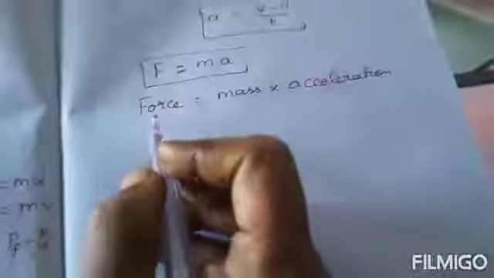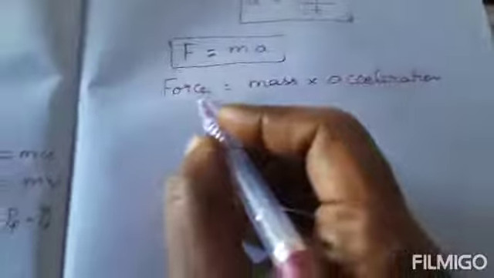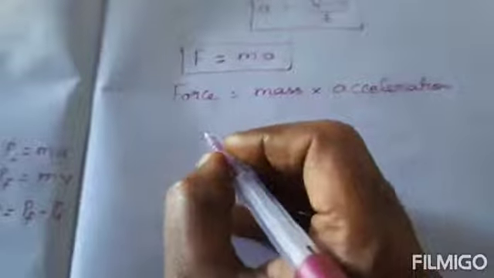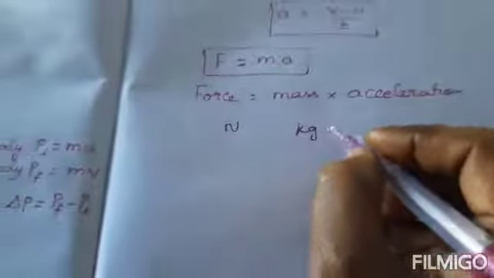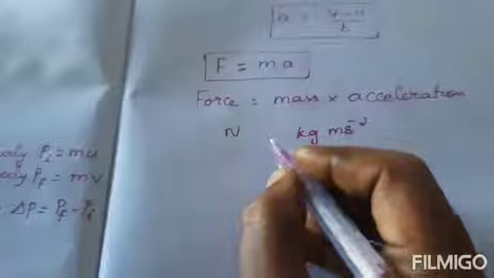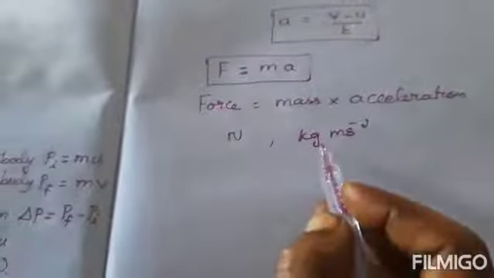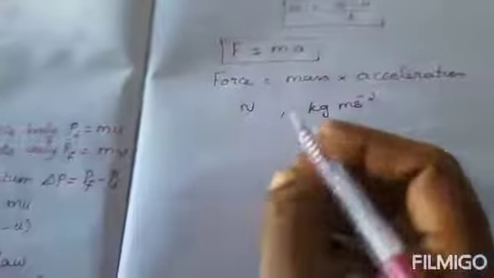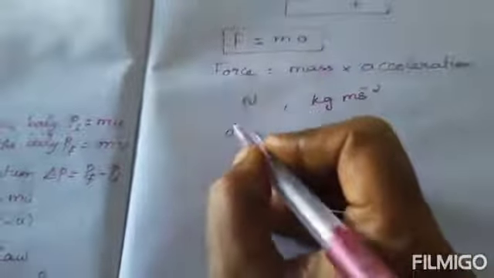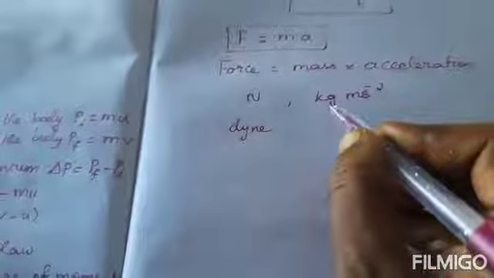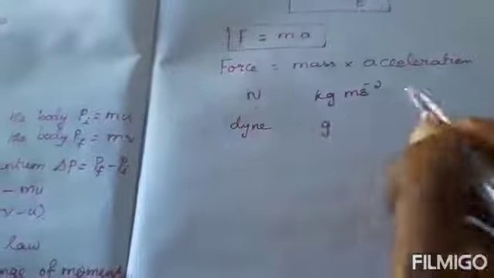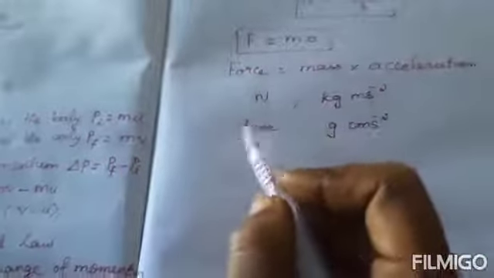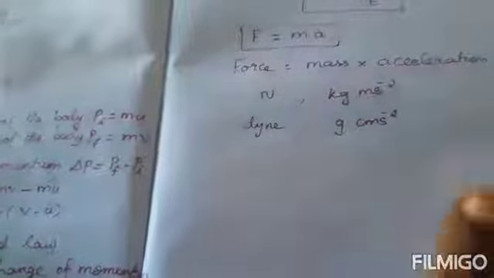Do you understand, students? What is the formula for force? F equal to ma, mass into acceleration. Unit also you know, the force unit is Newton. So you can write kilogram meter second power minus 2. Okay, Newton, kilogram meter second power minus 2. This is the SI unit. Then in CGS also you can write the unit, which is dyne. Here, instead of kilogram you have to write gram, and instead of meter, centimeter, second power minus 2. Okay, this is the CGS system, and this one is the SI system. Can you understand?